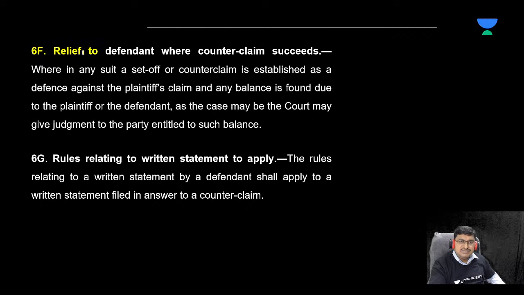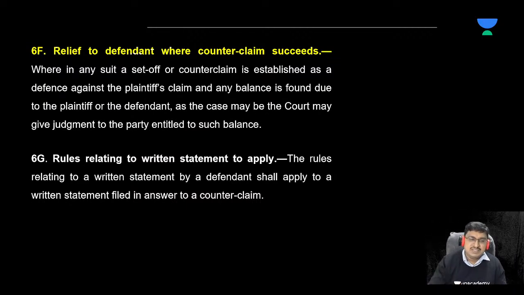6F and 6G are also dealing with the concept of counterclaim. According to 6F, relief to the defendant where counterclaim succeeds. What will happen if the version of the defendant succeeds before the court of law? It is stated under Rule 6F, friends. According to Rule 6F, where in any suit a set off or counterclaim is established as a defense against the plaintiff's claim, and any balance is found due to the plaintiff or to the defendant, as the case may be, the court may give the judgment to the party entitled to such balance.